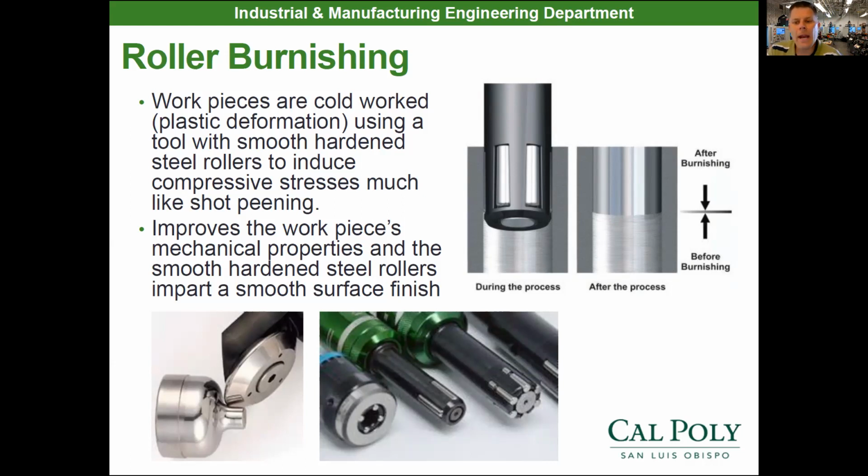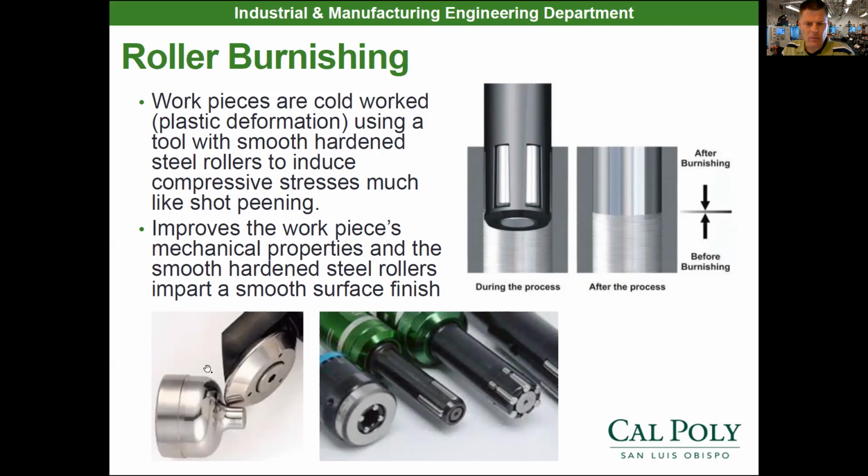you have hardened steel rollers that are going to impart the surface finish. So you have a tool steel roller, and you're basically putting stress onto the part with these hardened rollers, which squishes down the peaks and valleys on the surface of that part, leaving a nice surface finish. So if you look, these are burnishing tools that I showed you.